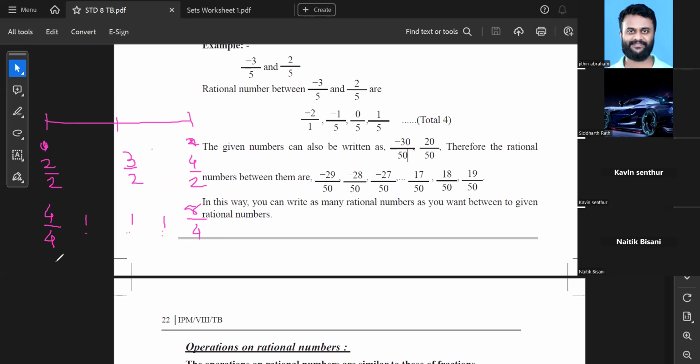Now instead of 4 upon 4, if I am writing 400 upon 400, and over here, I'm writing 800 upon 400, even though the fraction is the same only, still, in between, I'll be dividing into 400 parts. Do you understand this? Yes, sir. Due to which I'll be having 399 rational numbers in between them.